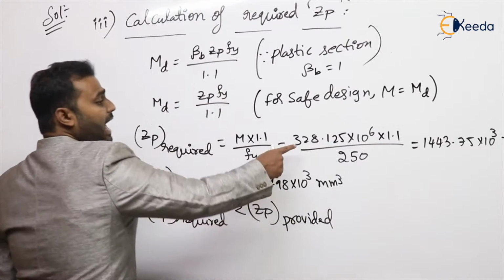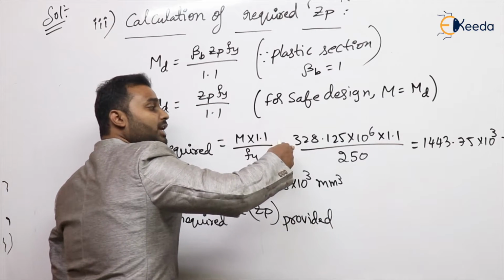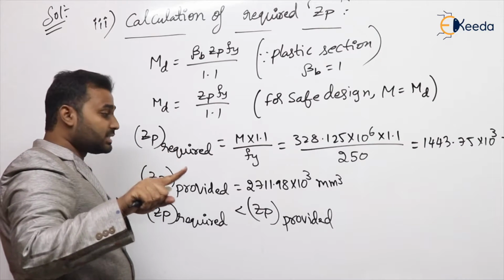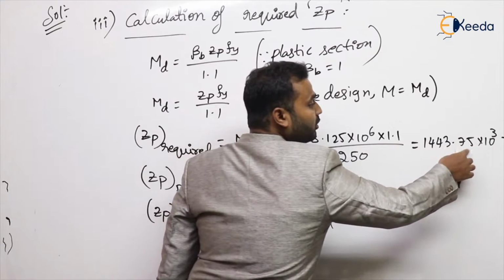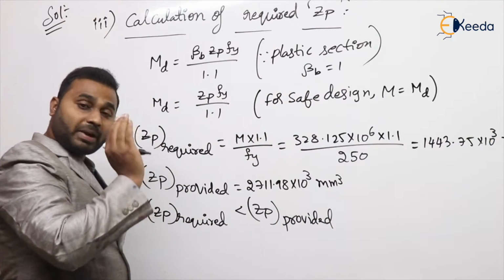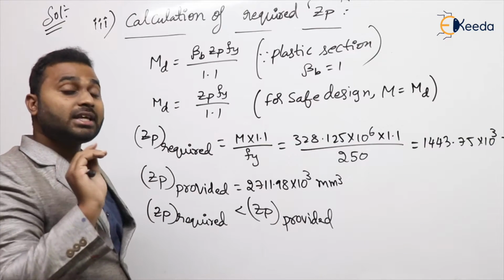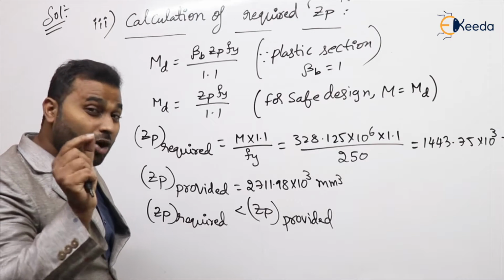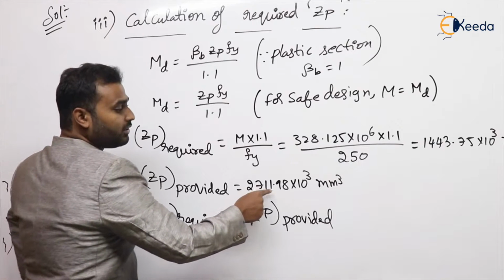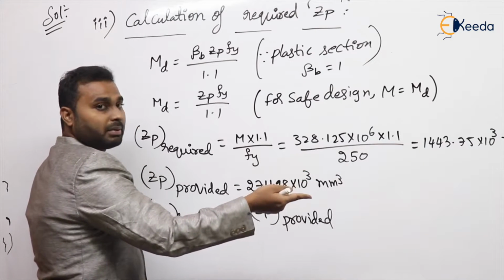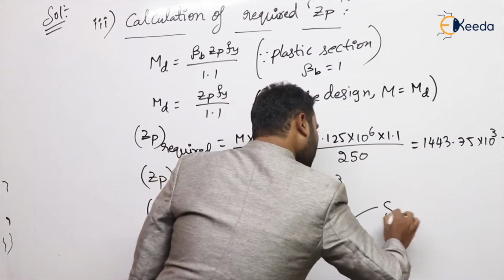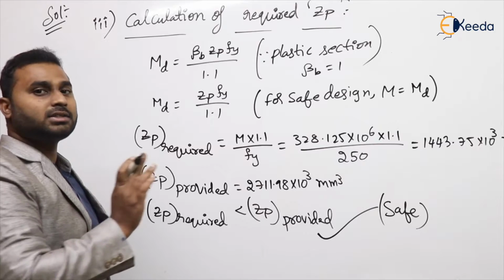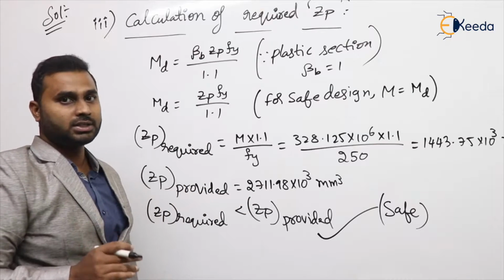It means to carry 328.125 kilonewton meter of moment, 1443.75 into 10 cube mm cube of plastic section modulus is required. Then ISMB 550, which we have provided as the beam, has a ZP of 2711.98 into 10 cube mm cube. Therefore, safe. The selected section is safe against the external bending effects. This is the third step.